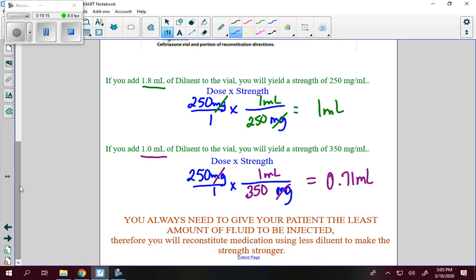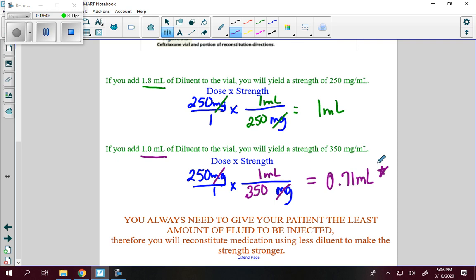Now, I had 2 choices of reconstitution. If I reconstituted it to make it a stronger strength, where there's 350 milligrams per milliliter versus 250 milligrams per milliliter, then I only need to give my patient 0.71 milliliters injected into their muscle. However, if I diluted it with a weaker version, it's like I would have to drink more coffee to get the same effect. You're always going to pick the strongest strength, and you're always going to pick the least amount to be injected.